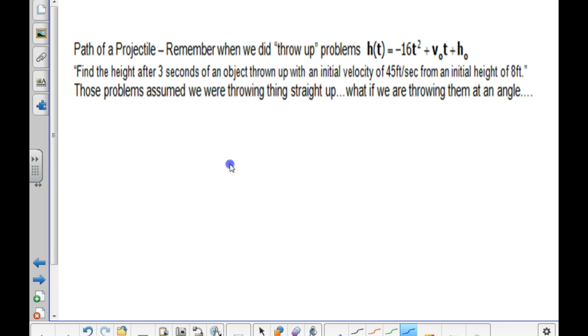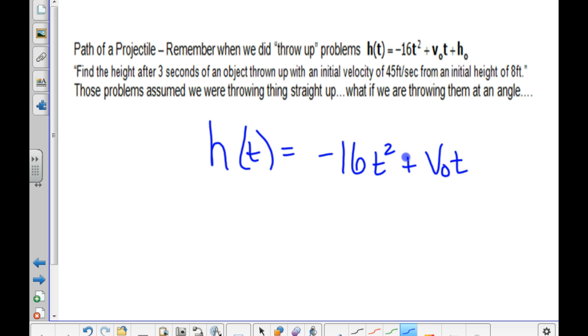Remember we did problems earlier this year. If you threw the ball up or you dropped it off of something, you had the height as a function of time. Because of gravity, the height accelerates down, right? Which is the -16. This has to do with the acceleration due to gravity, plus the initial velocity that we threw it up or down at. If we threw it down from the top of a building, the v sub 0 was negative, but most of the time it was a throw something up. And we had an initial height.